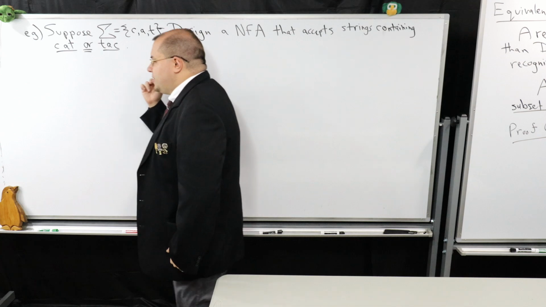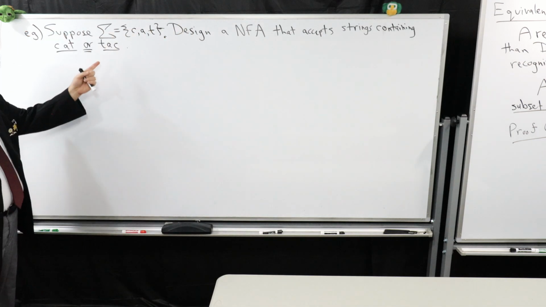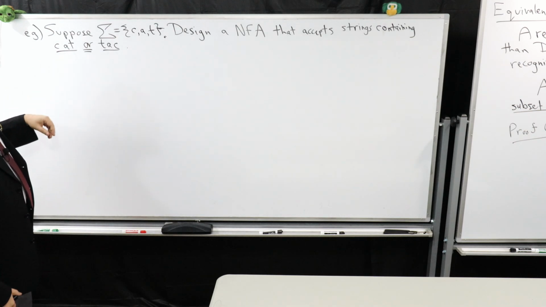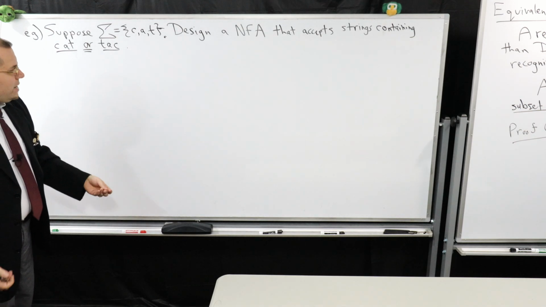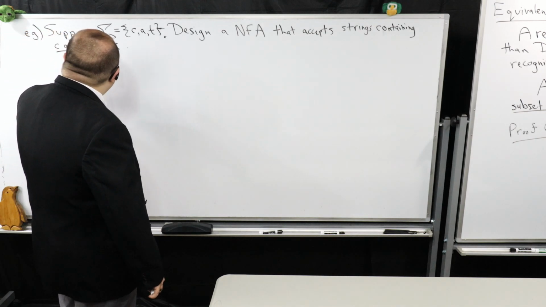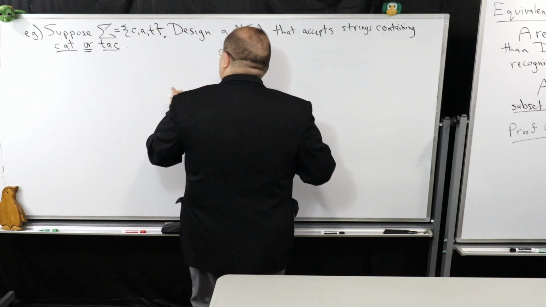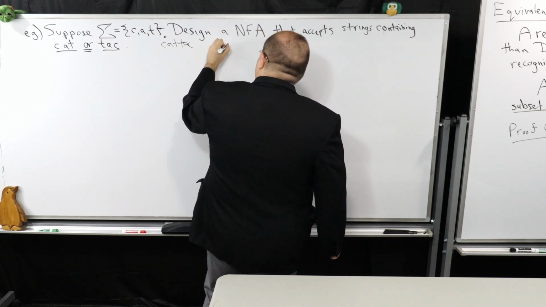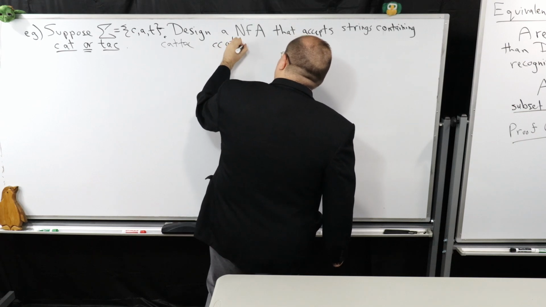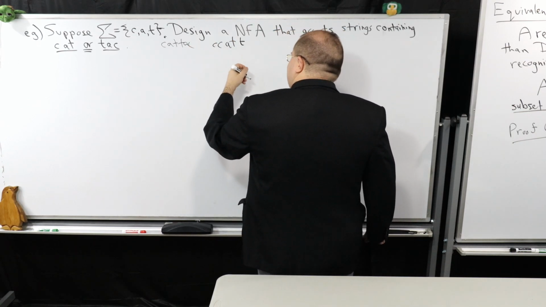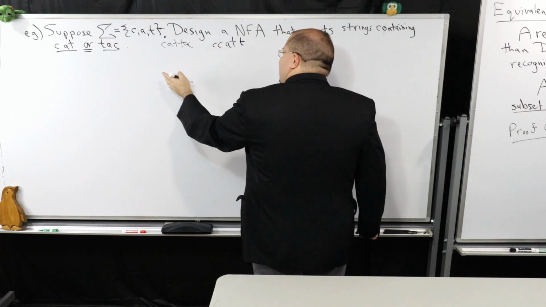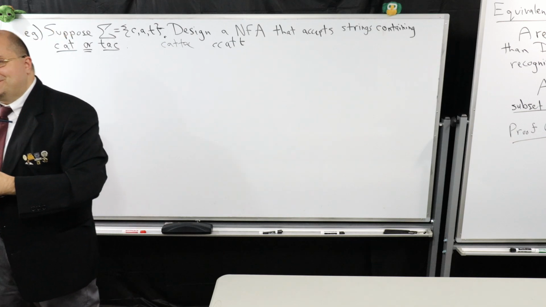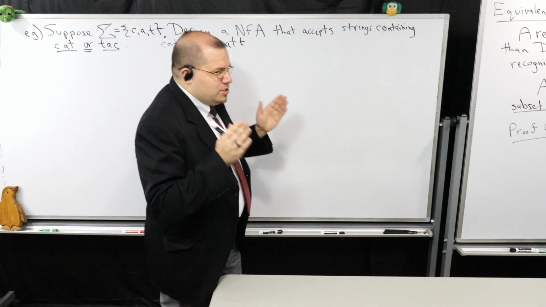Suppose I give you an alphabet with C, A, and T in it, and I want to design an NFA that will accept strings if they have cat or tack in them. For example, it could be cat, tack, or CCAT with another T after it. It may have both of them. The point is it has to have cat or tack in it. It can have both as long as it has at least one of them. So I want to design an NFA to do this.